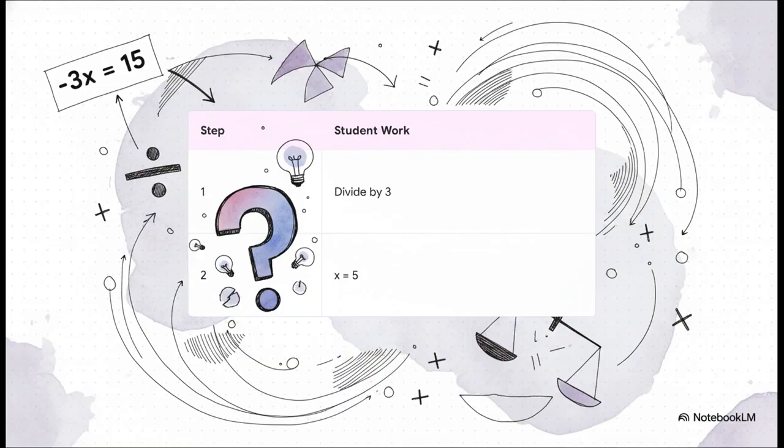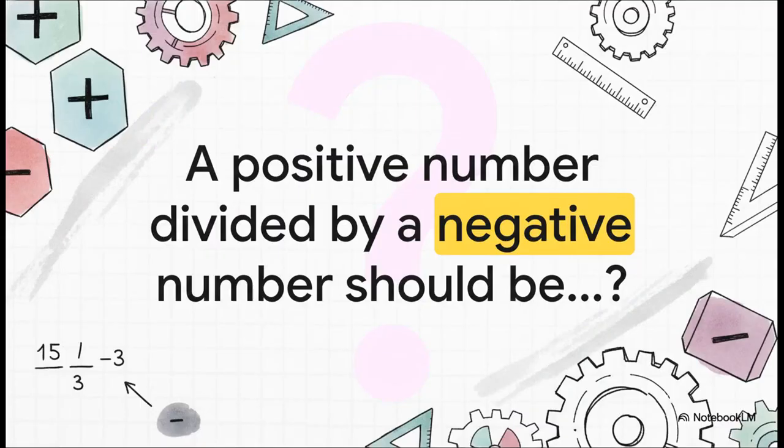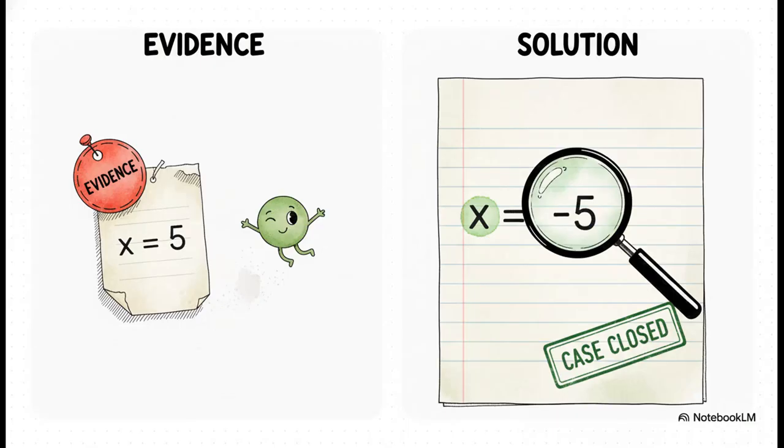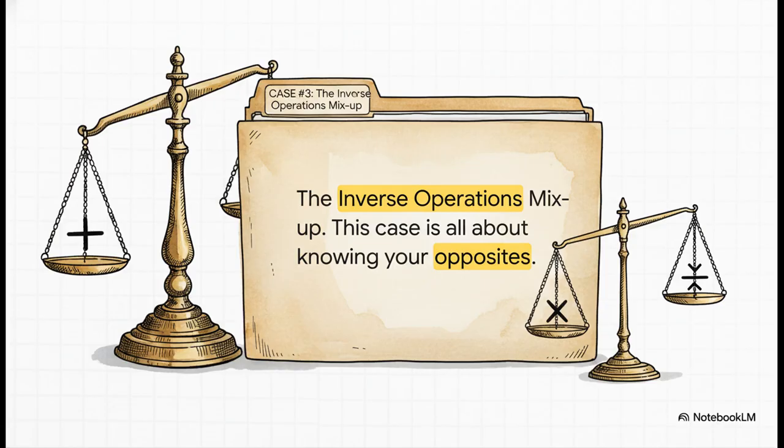Let's investigate. Let's pull out our toolkit again and think about the signs. The student divided 15 by negative 3. So, a positive number divided by a negative number, what kind of answer should that give you? Exactly. A positive divided by a negative is always negative. The student just dropped the minus sign, like magic. The correct answer here is x equals negative 5. See? Another case solved. The lesson here? Always watch your signs. Okay, on to our final case file.